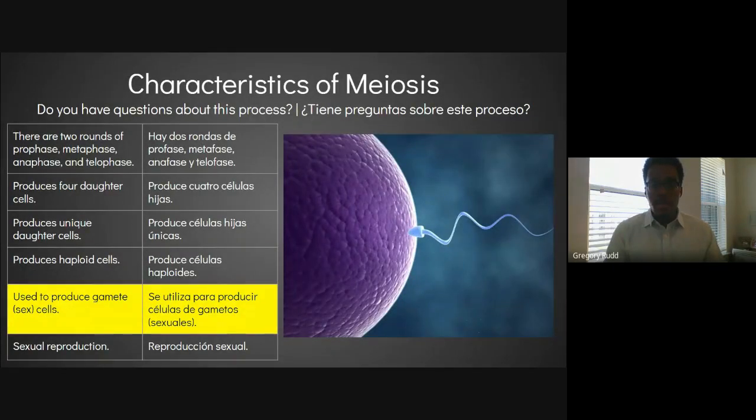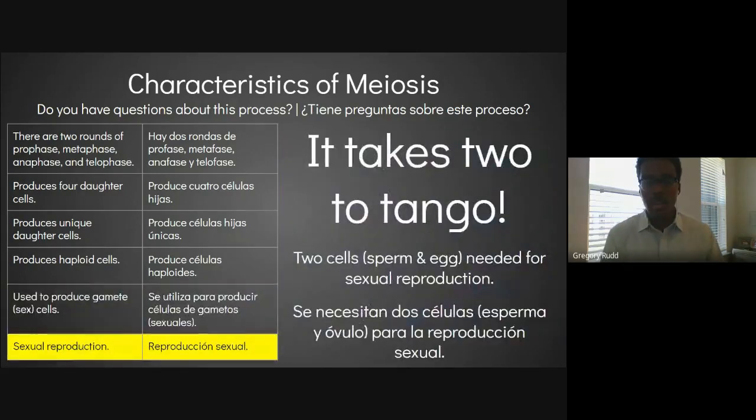Meiosis is used to produce gamete or sex cells. So these would be our sperm and egg cells. And lastly, we can think of meiosis as being sexual reproduction. It takes 2 to tango. You need 2 cells for sexual reproduction, a sperm and an egg.